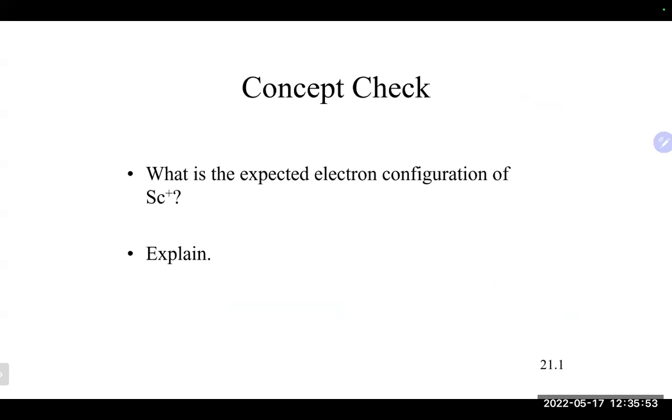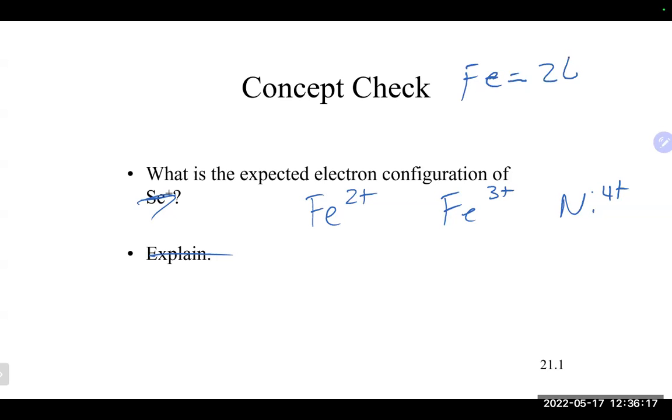All right, why don't you now try this? Why don't you write the electron configuration for iron 2+ and iron 3+? And while we're at it, let's do a nickel 4+. So iron is number 26 there on the periodic table, and nickel is 28.